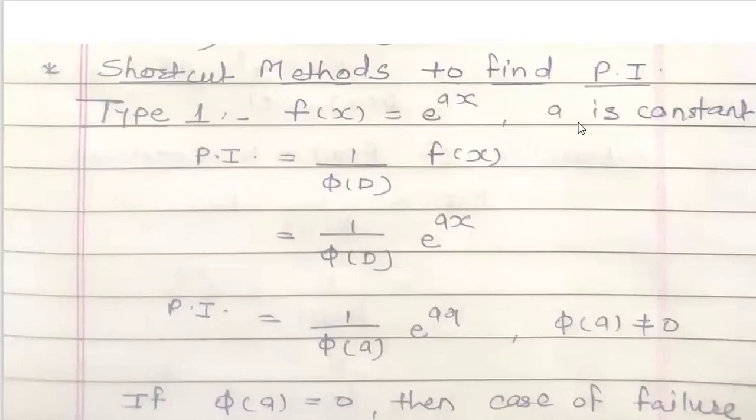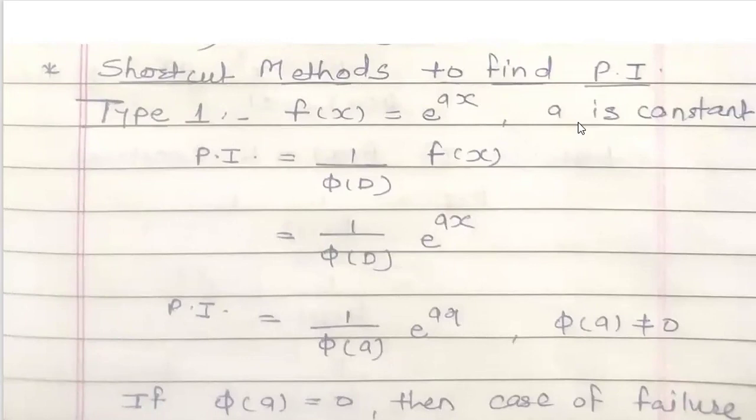And today's topic is shortcut methods to find PI. This is the second method to find the PI, means to find the particular integral. And this topic is from first unit, linear differential equation with constant coefficients. Already we have discussed the first method, general method, to find PI. Now the second method, shortcut method to find PI.